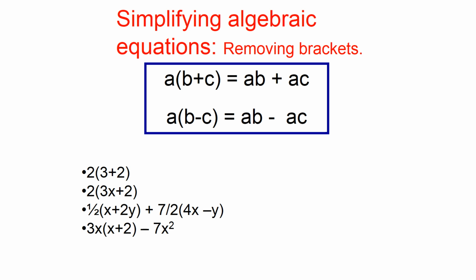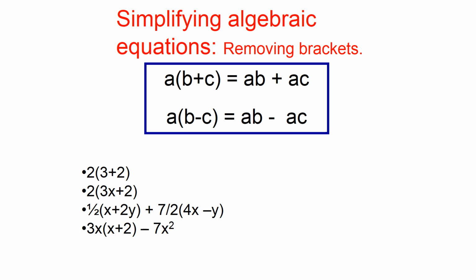Okay, so for those that are working their way through, the first thing to do is to times the first part of the bracket, so 3x times x. That will be 3x squared. And then times the second part, 3x times 2, just 6x. So plus 6x, and then minus 7x squared.